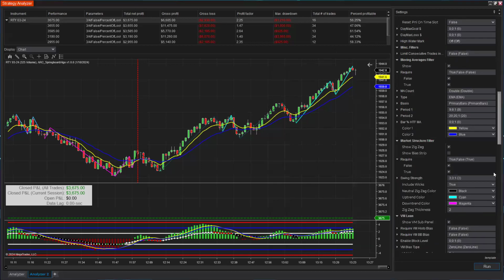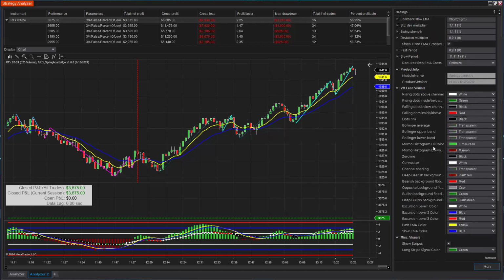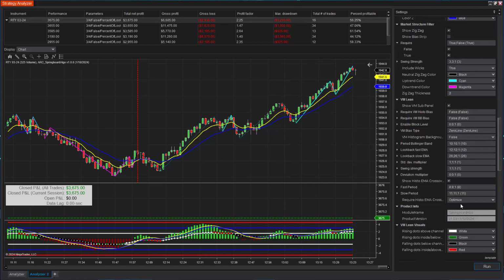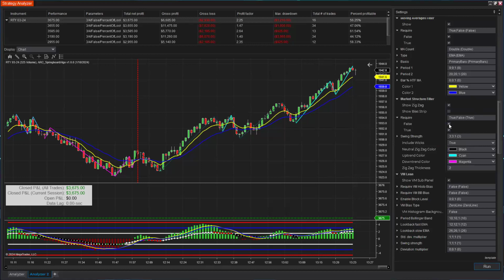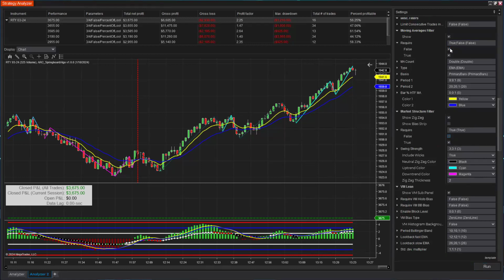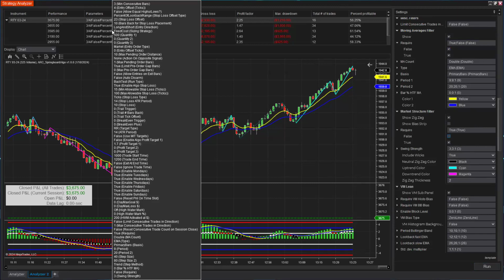So let's just go through and see what came up. This didn't tell me anything. Okay, so required true for the market structure and required false for moving average. Interesting. Let me click on this one.